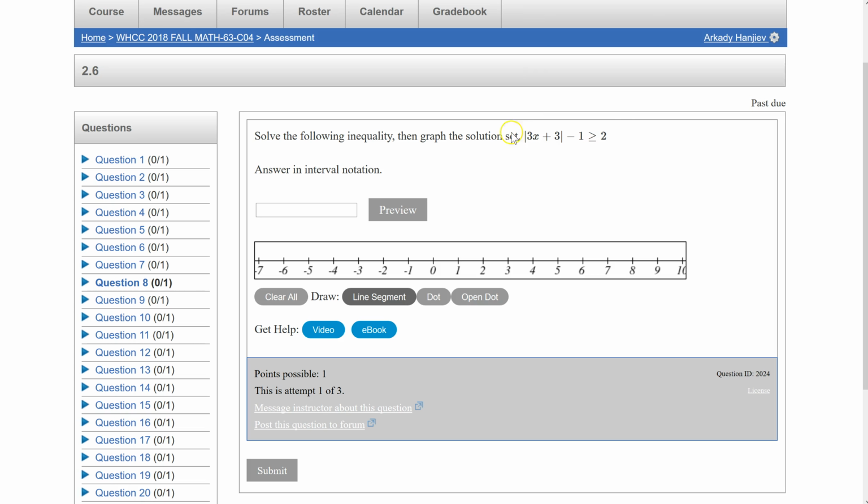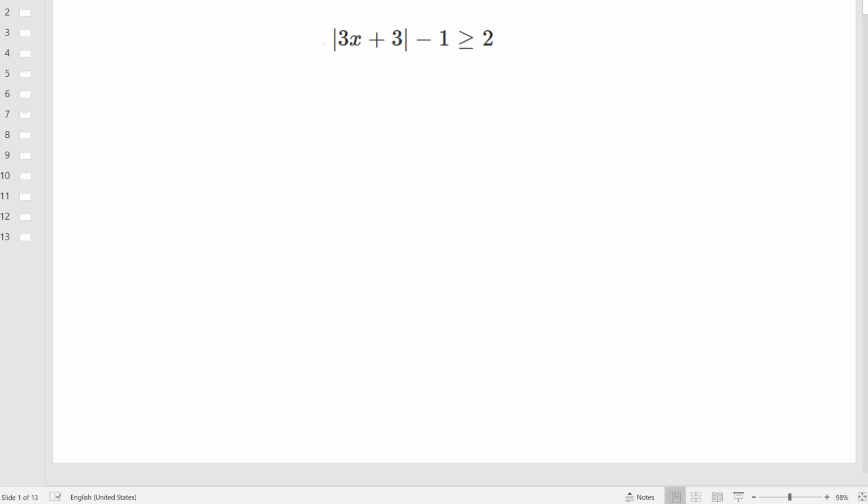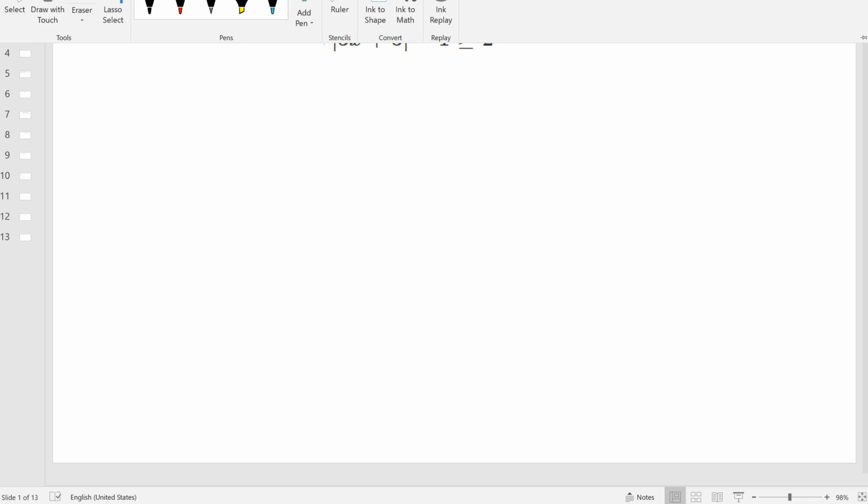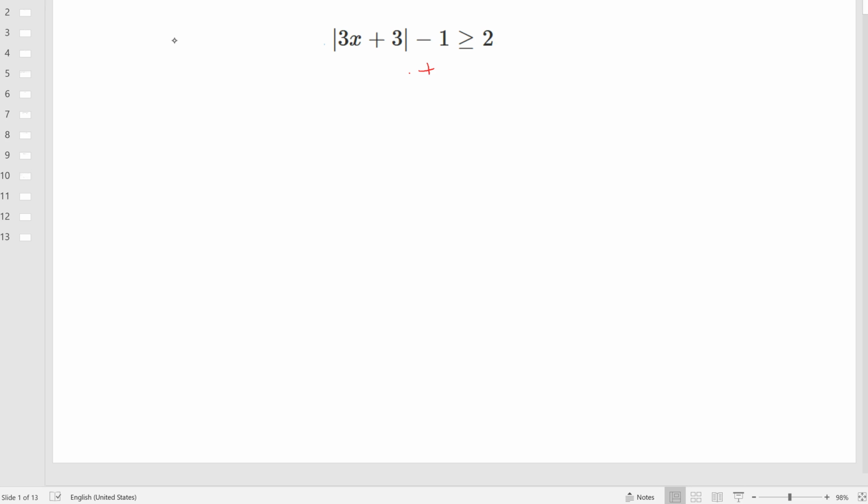So this problem here, we start off with the absolute value of 3x plus 3. Then we have a minus 1 from it, and then it has to be greater than or equal to 2. How do you solve inequalities with absolute value? That's what we're dealing with right here. I copied it over to my PowerPoint slide so I can draw here. And let's go. So at this point we are going to move things across.